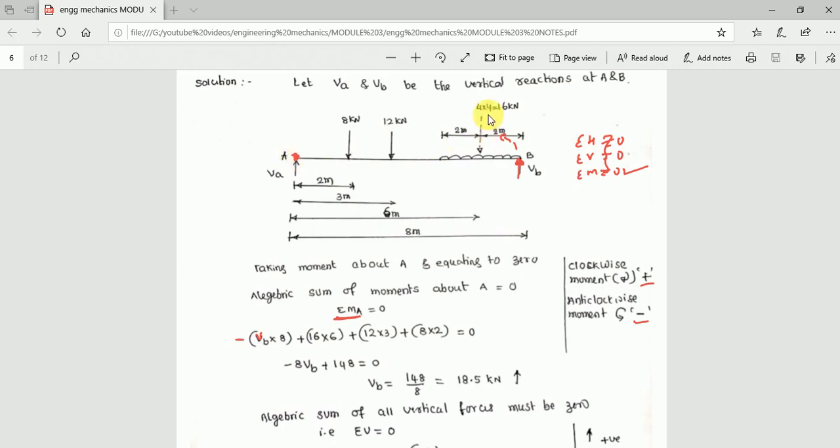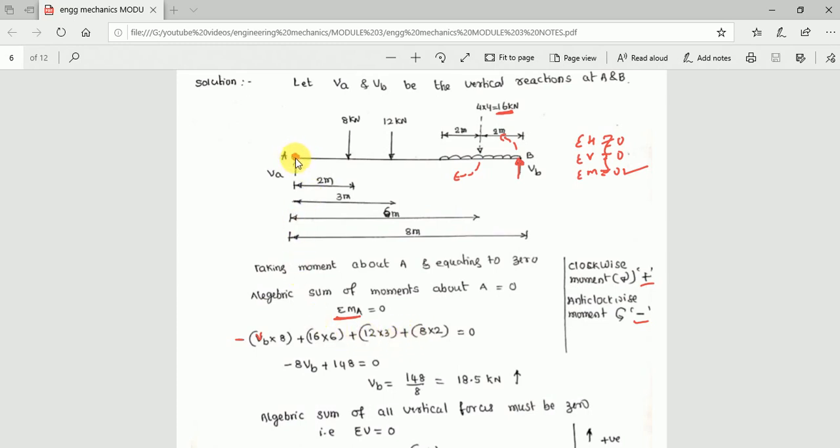Now let us come to this. The load is 16 kilonewton and it is acting at a distance of 6 meters, which is the perpendicular distance. Because of this, the moment is clockwise, right? So 16 into 6 is the value. Plus, next, the load is 12 kilonewton acting at a distance of 3, so 12 into 3 is the moment. Plus, next, 8 kilonewton is acting at a distance of 2 meters, so 8 into 2. It is clockwise. So all the clockwise moments are given positive and the one anti-clockwise moment is given the negative value. You are already experts in finding the moment.